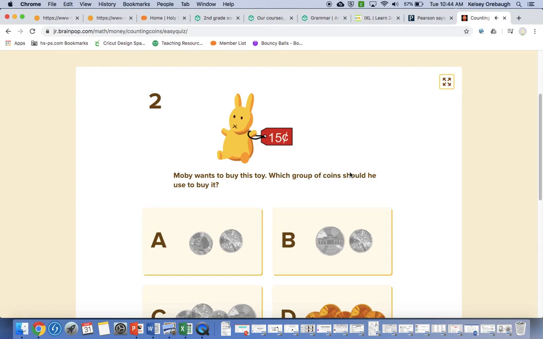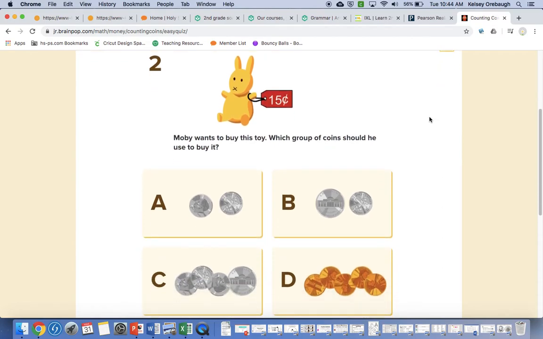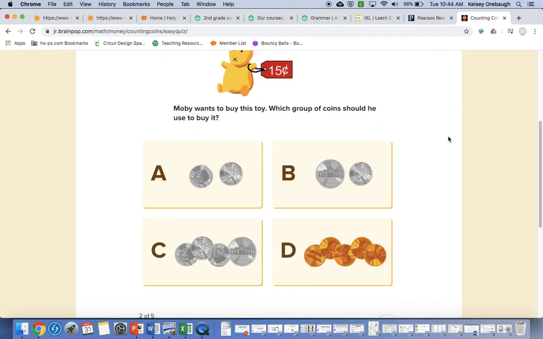Moby wants to buy this toy. Which group of coins should he use to buy it? How much does that toy cost? It has a price tag on it for 15 cents. So we need to figure out which of these groups of coins Moby should use to buy it.